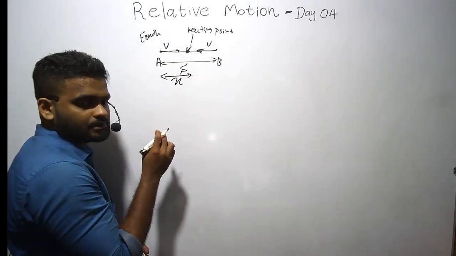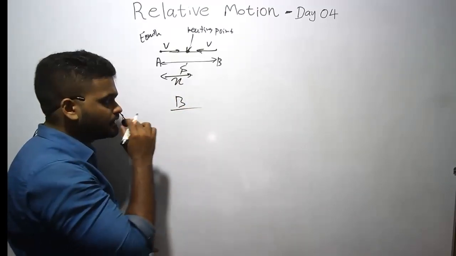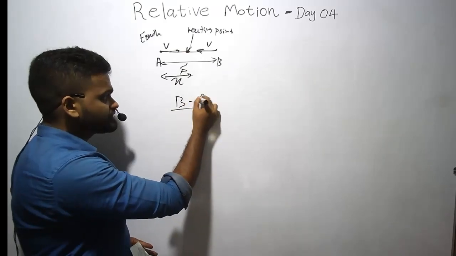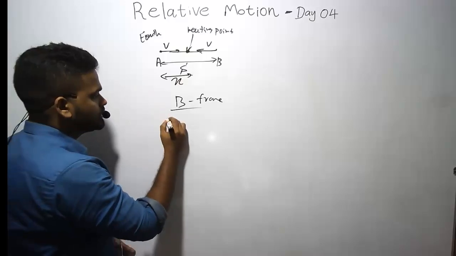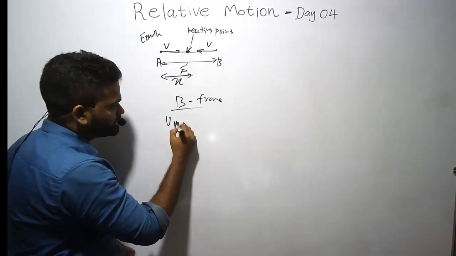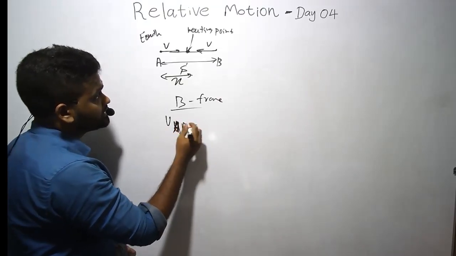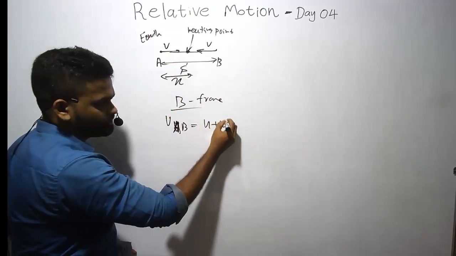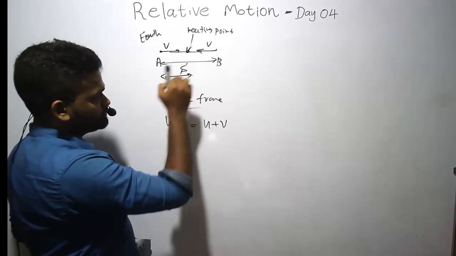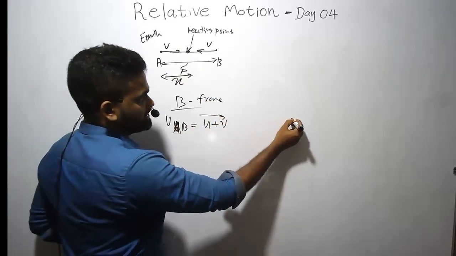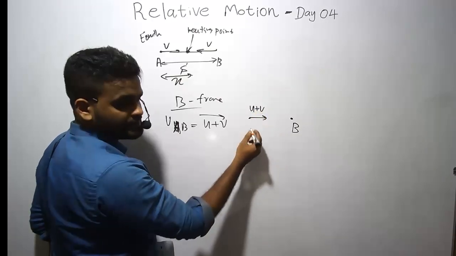So to find the time, I'll stop B. You can stop A also, you can stop anything. I'll stop B. If you stop B, it is the B frame. Everything should be relative to B. So relative velocity: relative to B, what is the velocity of A? They move in opposite directions, so u plus v. If B is stopped, A has to move in this direction, at u plus v velocity towards B.